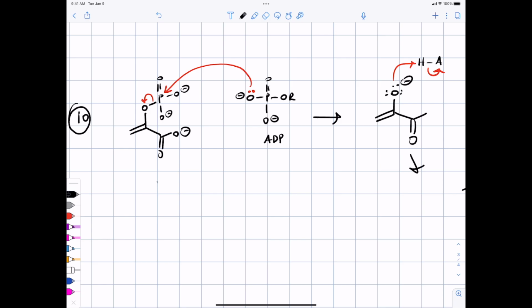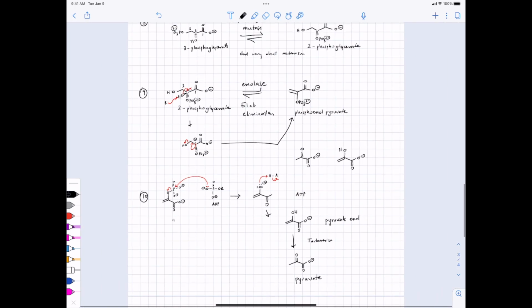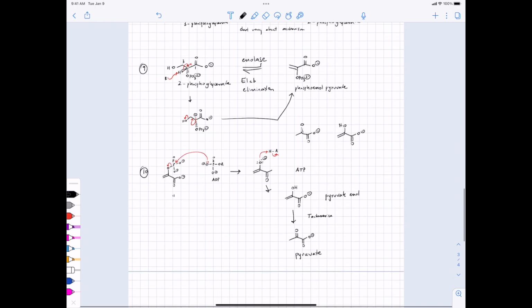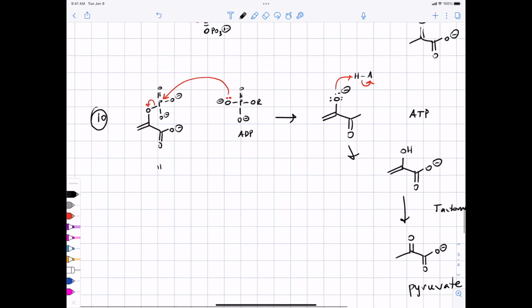You'll hear biochemists talk about steps 7 and 10 as examples of what are called substrate level phosphorylation of ADP back to ATP. This is different from the way mitochondria make ATP. This involves a direct attack of ADP on a phosphate that's attached to a leaving group. All right, so there you go.